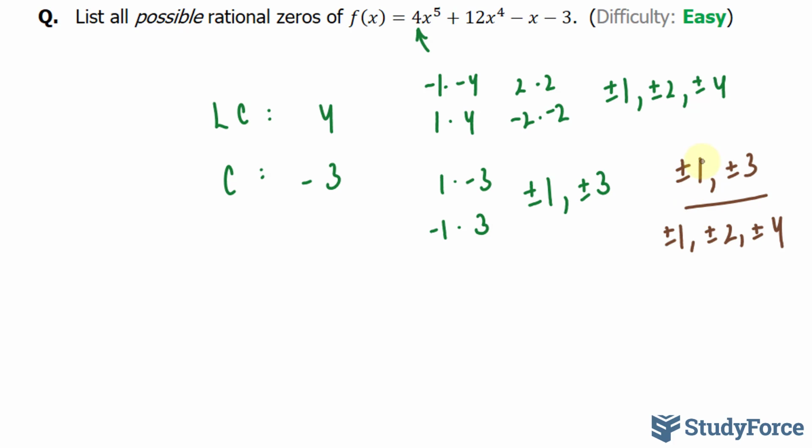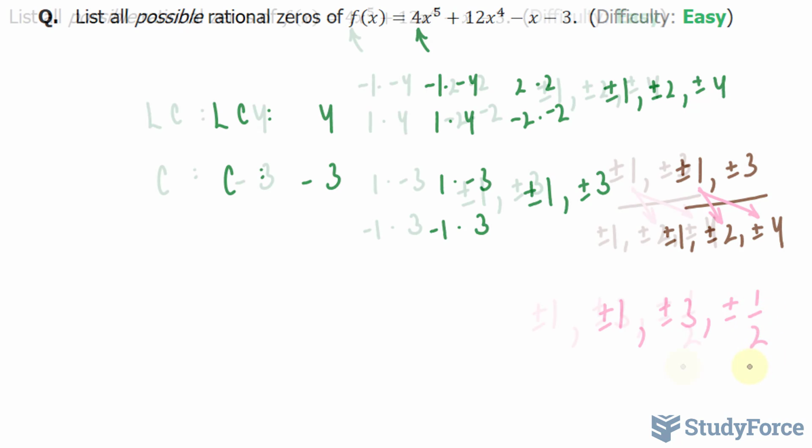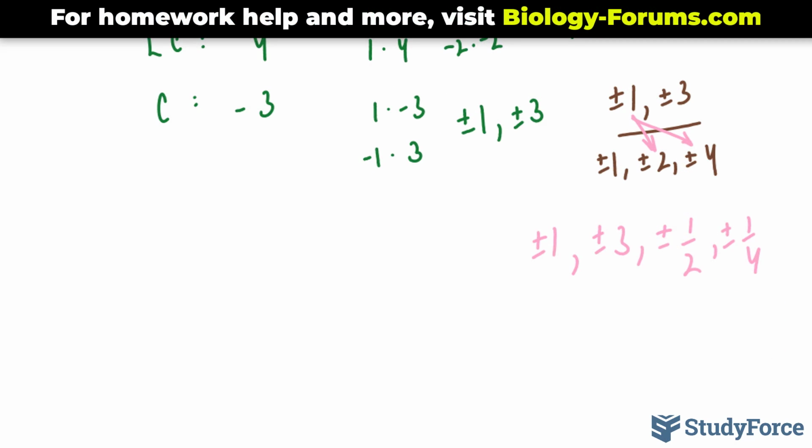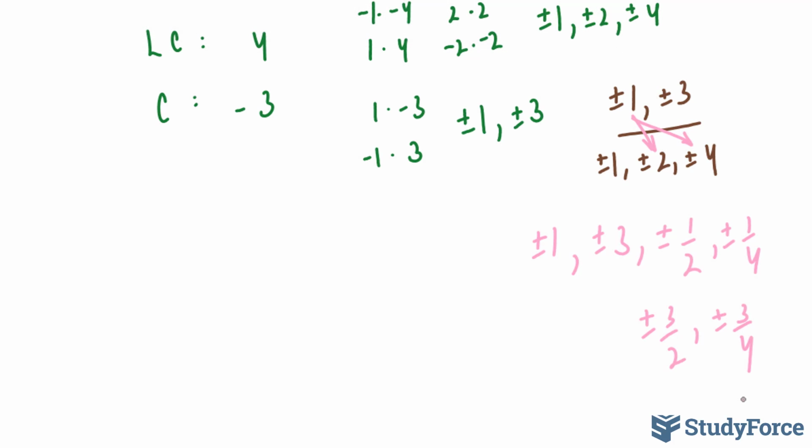We have plus or minus 1 divided by plus or minus 1. You'll end up with plus or minus 1. Plus or minus 3 divided by plus or minus 1 will give you plus or minus 3. You'll do the same thing for the rest. Plus or minus 1 over plus or minus 2 is plus or minus 1 over 2. We also have plus or minus 1 over 4. Furthermore, we have plus or minus 3 over 2 and plus or minus 3 over 4.